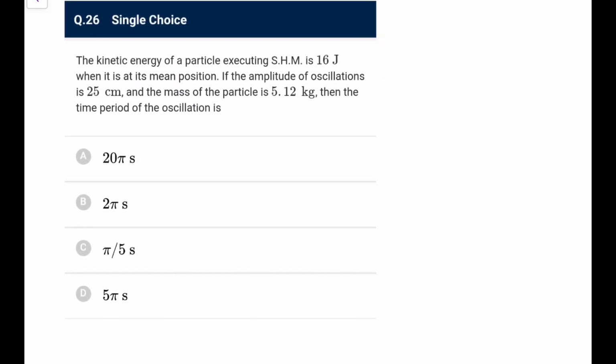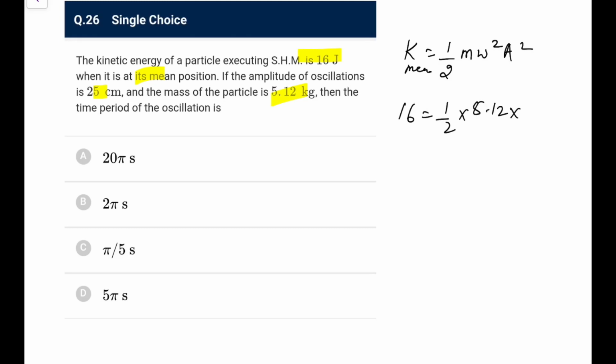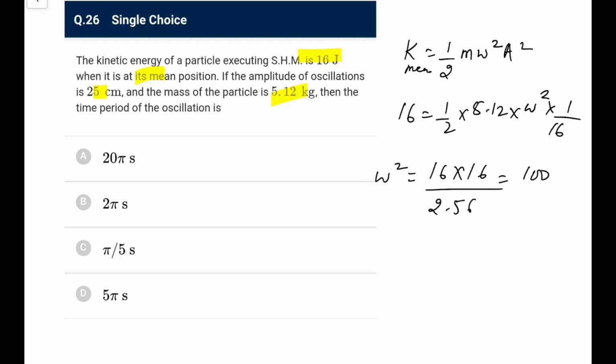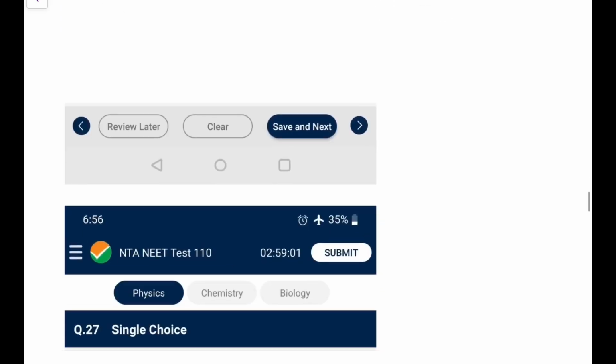Kinetic energy of a particle in SHM is 16 joule when it is at the mean position. If the amplitude is 25, the mass of oscillation is this, the time period is. So you can write K at mean position is half m omega square a square. So 16 is half into 0.5 into omega square a square, a square 1 by 4, that is 1 by 16 you can write. So omega square is 16 into 16, and this would be 256, half into 1 by 2, so this is coming out as 100. So omega is 10, so time period is 2 pi by 10, that is pi by 5. Go for option C. So easy calculation, data is very simplified for you.